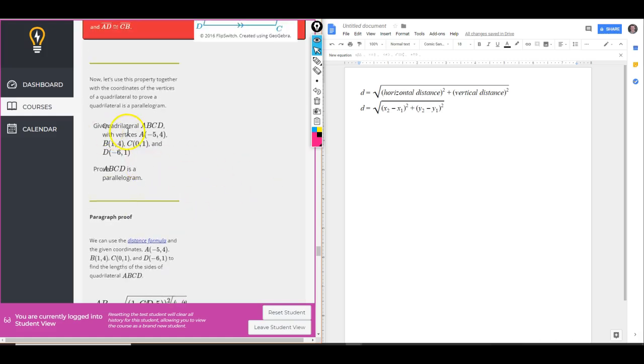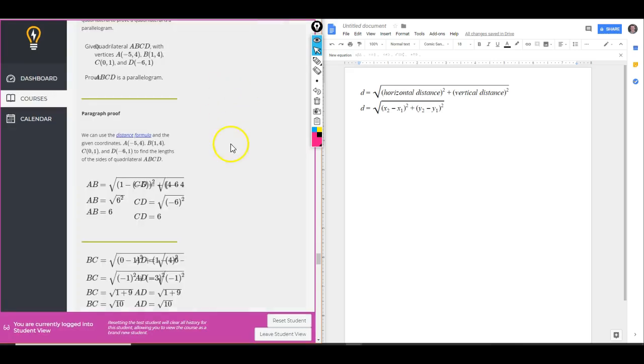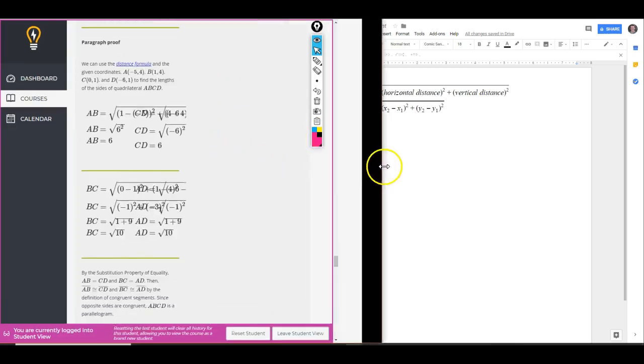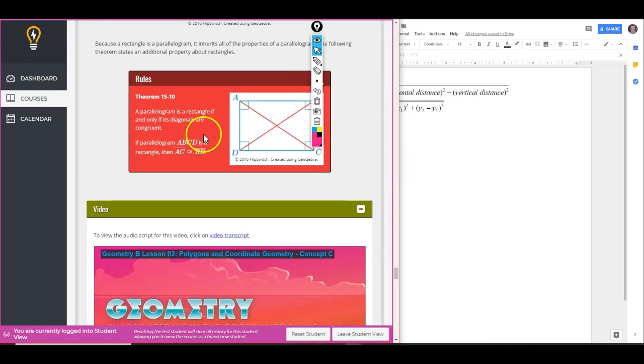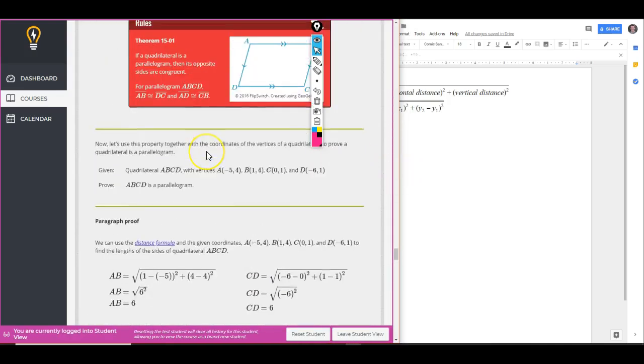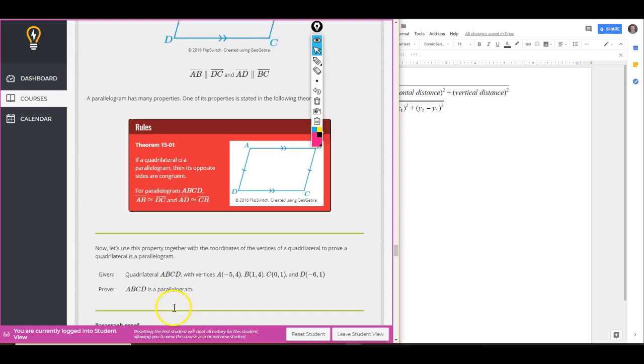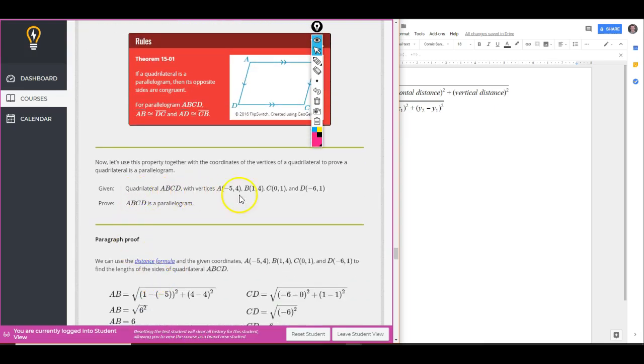Okay, so this one says given, I'm not sure, I think it might be because I'm zoomed in so much. Okay, there we go. And I gotta find this again. Okay, so here's given quadrilateral with our vertices, prove that ABCD is a parallelogram. So it has the exact same given, just different coordinates for the points, and it's wanting the exact same thing.